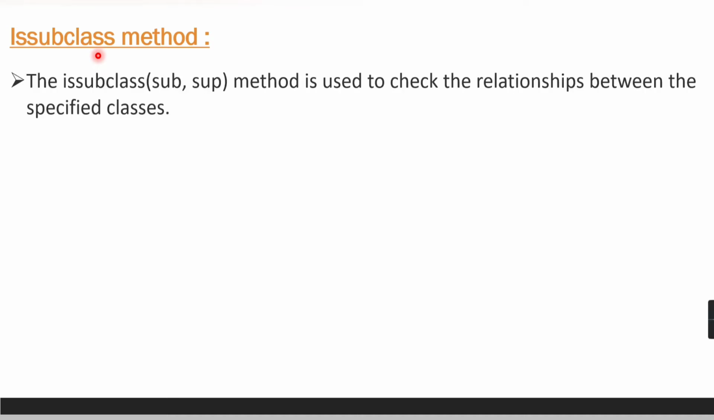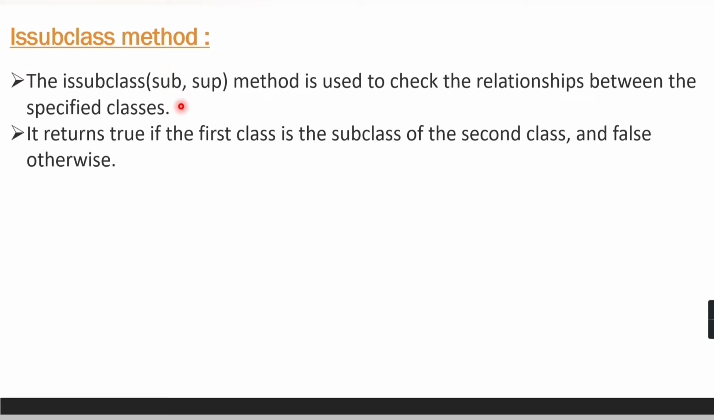So what does this method do? The issubclass takes two arguments, which is subclass and superclass. Subclass is basically the child class and superclass is the parent class. This method is used to check the relationship between the specified classes. So this function returns true if the first class is the subclass of second class and false otherwise.